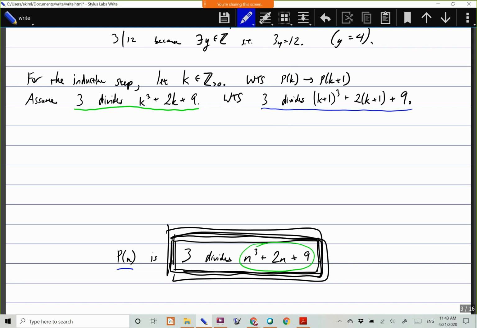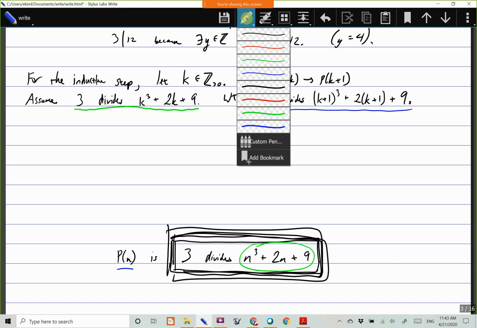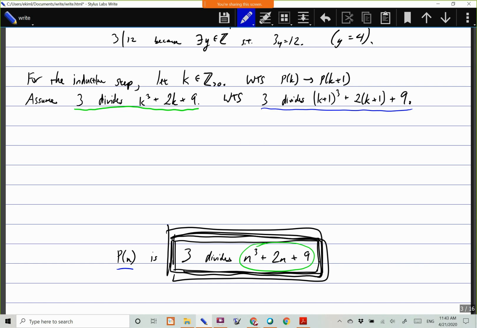So let's do this then. Since we've assumed that 3 divides k cubed plus 2k plus 9, because of that, there exists an integer. I don't know what letter I called it. I'll just copy the same letter I had earlier. There exists an integer w is what I used in my notes. So there exists a w in the set of integers such that 3w is equal to k cubed plus 2k plus 9. The underlined green phrase is what we know to be true because we've assumed it.